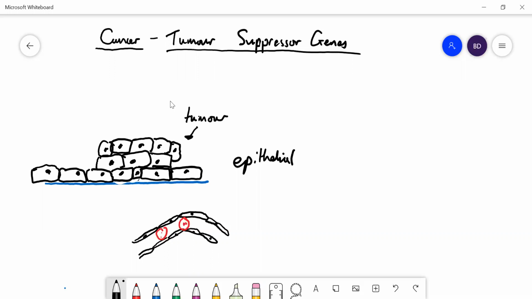So cells are dividing in a way in which they're not supposed to. The control has gone. This would probably be classed as a benign tumor because it's not actually doing that much harm there. It becomes malignant when the cells somehow manage to escape through this layer, which is called the basement membrane.